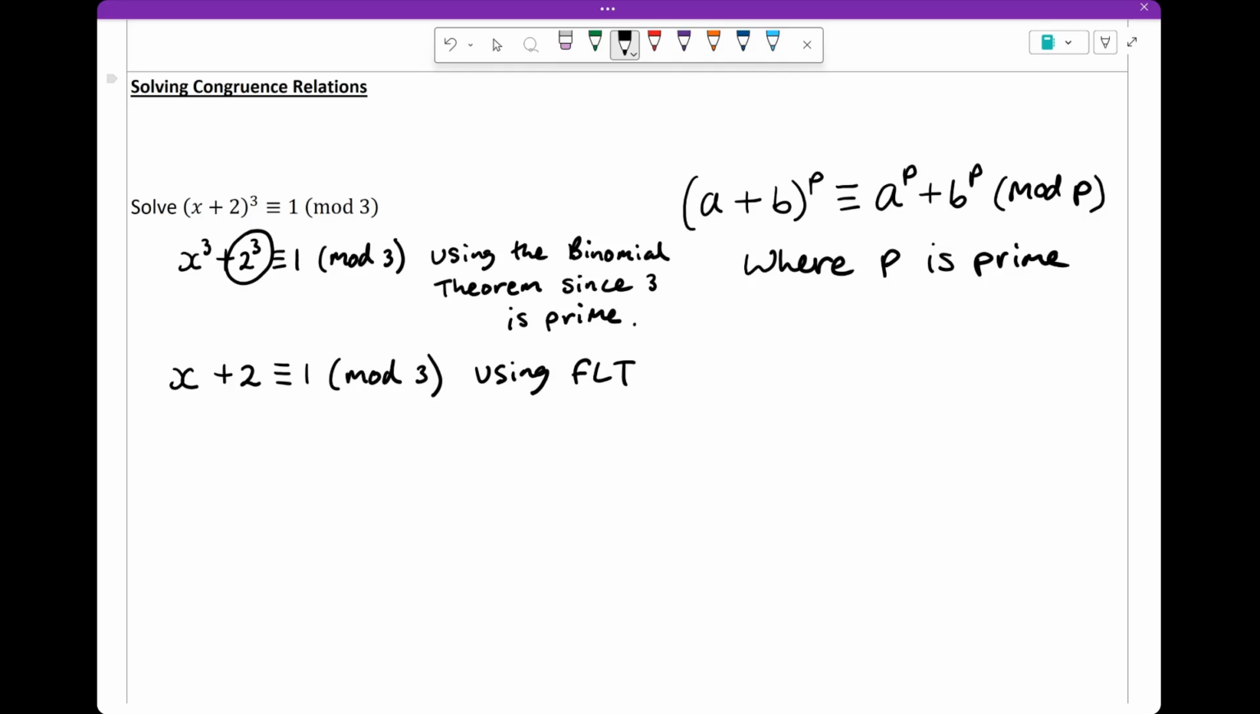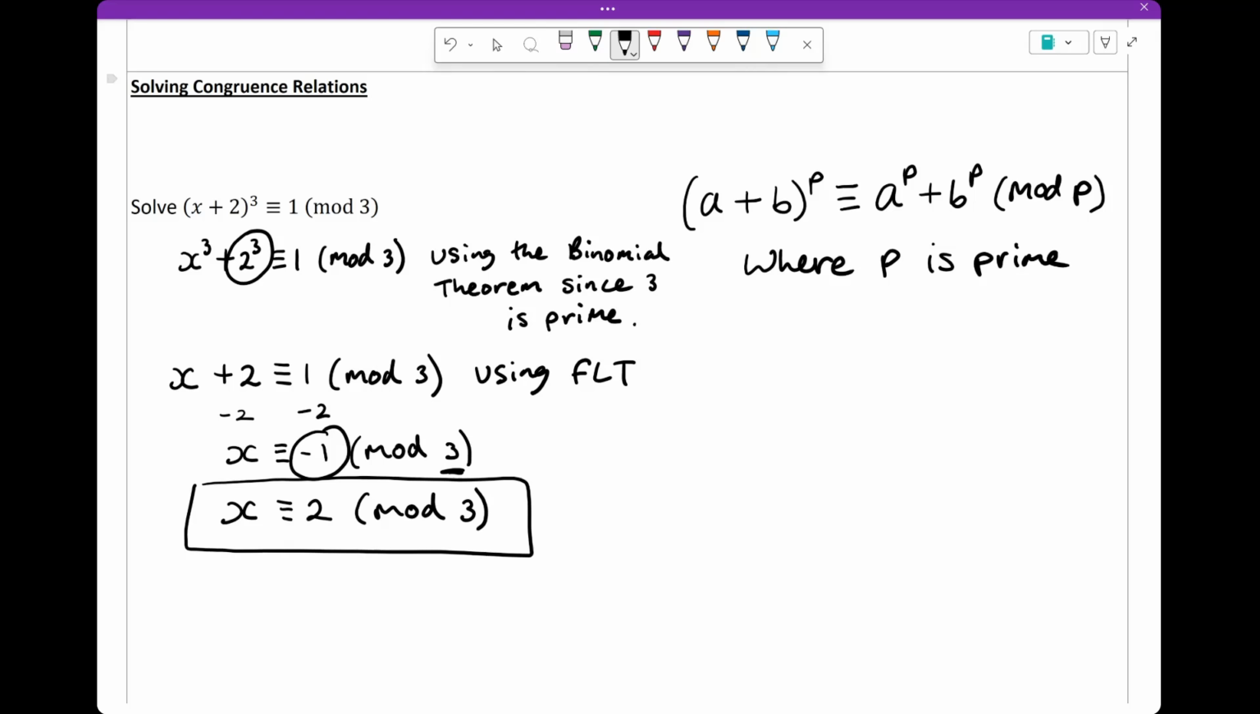Now our congruence relation is looking a lot more straightforward to solve. I just need to get the x on its own, so I'm going to subtract 2 from both sides. So we get x is congruent to negative 1 mod 3. And then usually we give our answer as the least positive residue. For the negative 1, we can add our mod 3 onto it so that we get x is congruent to 2 mod 3, and that would be my final answer.